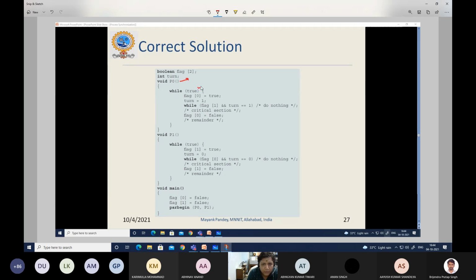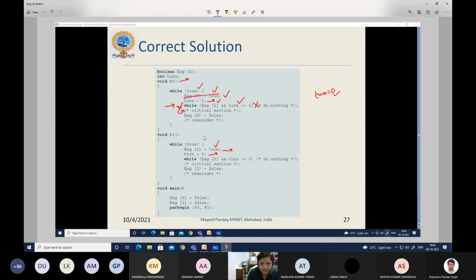Let's check P naught. While true, okay, so it is true. So what we'll do: flag 0 equal to true, okay, flag 0 will be true. Suppose switch, flag 1 is true, again switch, turn equal to 1, again switch, turn equal to 0, again switch. So right now turn equal to 0, flag 0 equal to true and flag 1 equal to true, and control is here. So while flag 1 equal to true, yes, flag 1 is true, and turn equal to 1, but turn equal to 0. So this will not be executed. P naught can enter critical section.